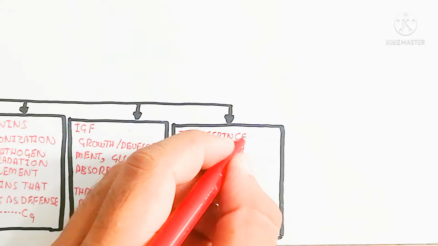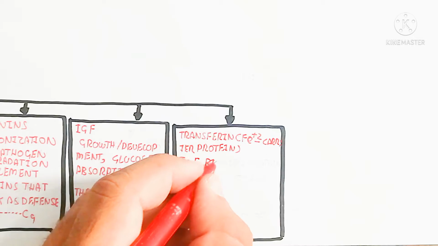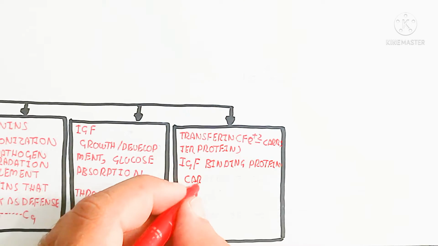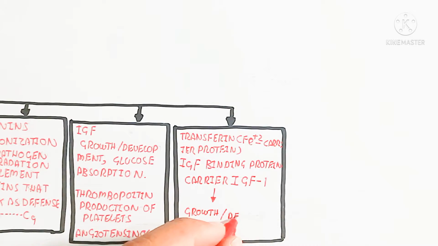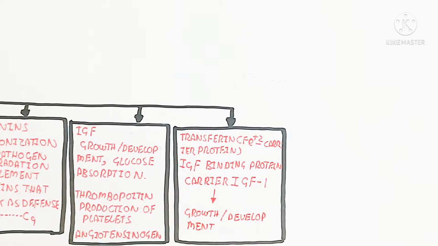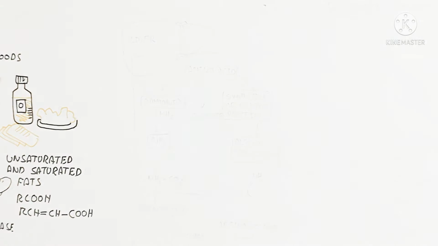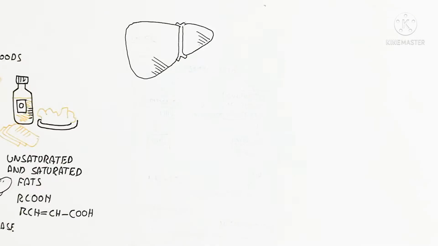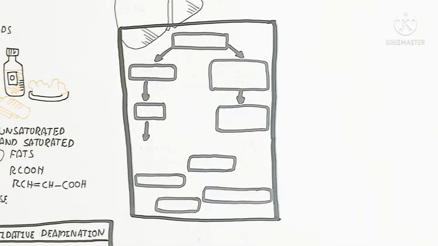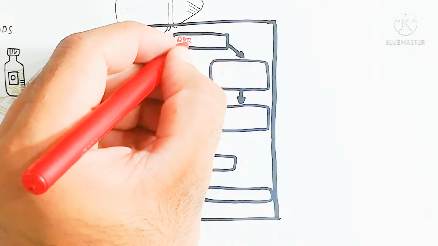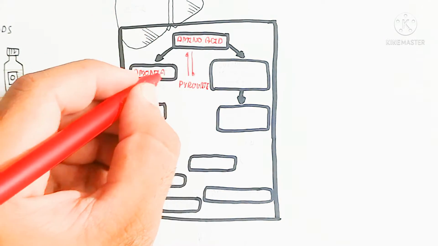So the IGF is produced due to the growth hormone production from the pituitary, with somatostatin involved, and it means the IGF will be produced. It means the insulin alternate path. So here is the transferrin, the iron-containing carrier protein, and IGF binding protein carries IGF-1, and it is used for growth and development. So the transferrin is used for the storage of iron, and on the other hand, the other major protein is also used as a storage. So this was the storage about that.